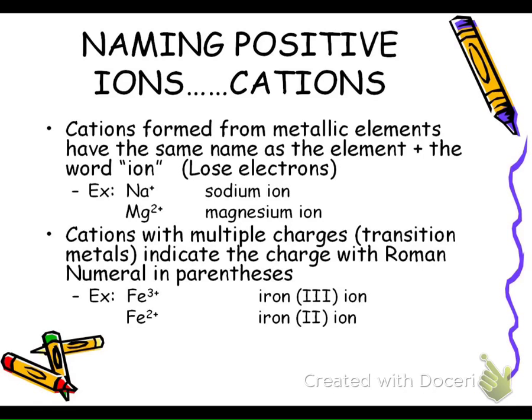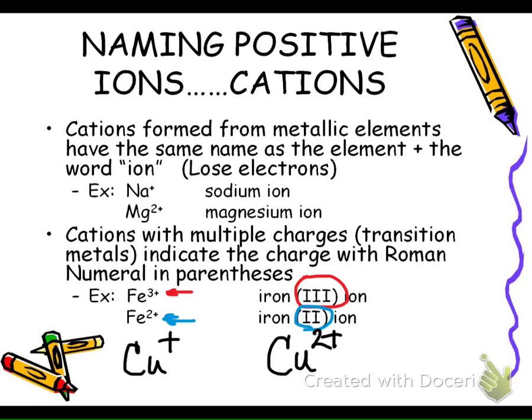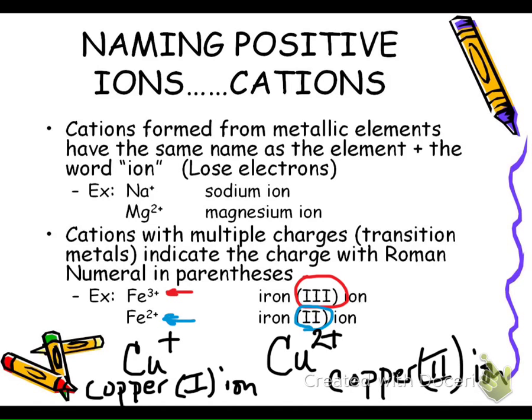Iron can form a +3 or +2 ion. So that someone knows which one you want, you simply write the Roman numeral. So Fe3+ would be iron(III) ion, and Fe2+ would be iron(II) ion. Copper comes in a copper +1 or copper 2+. Therefore, we would name that as copper Roman numeral 1 ion and copper Roman numeral 2 ion.